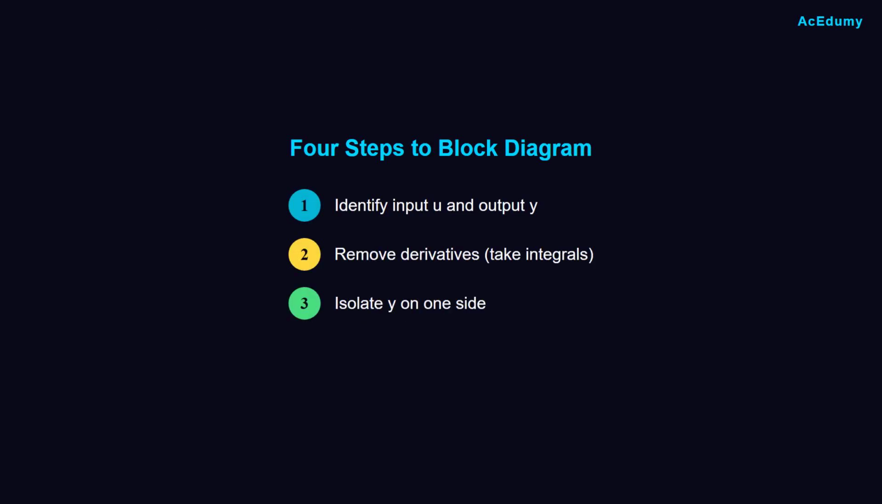There are 4 steps to draw a block diagram from a differential equation. Step 1. Identify input U and output Y. Step 2. Remove all derivatives by taking integrals. Step 3. Isolate Y on one side of the equation. Step 4. Draw the block diagram. Let's go through each step.